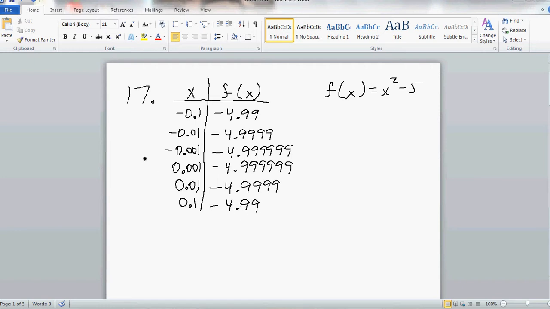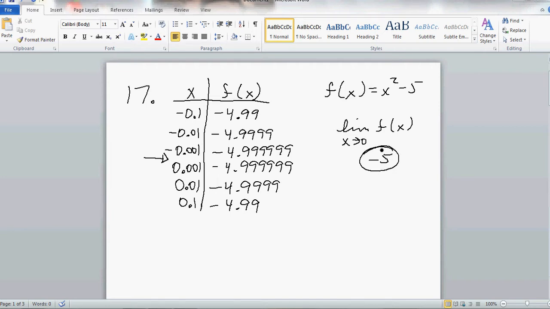Now it should be really obvious that as we approach 0, because we are asked what is the limit as x approaches 0 of f of x, when we get closer and closer to 0, which occurs somewhere between here, we are just getting closer and closer to the value of negative 5.